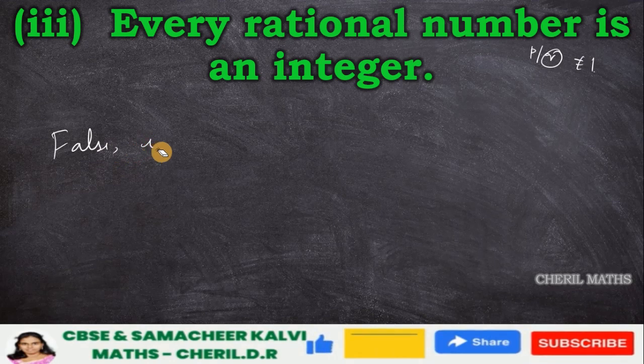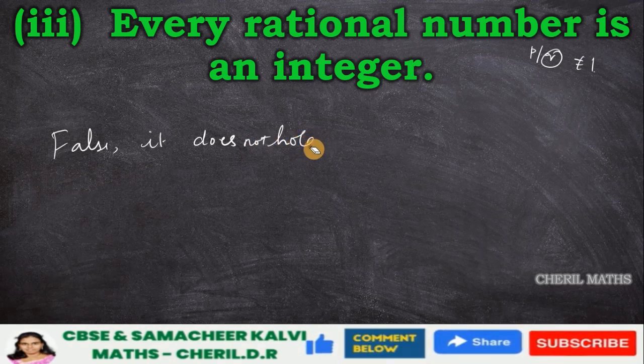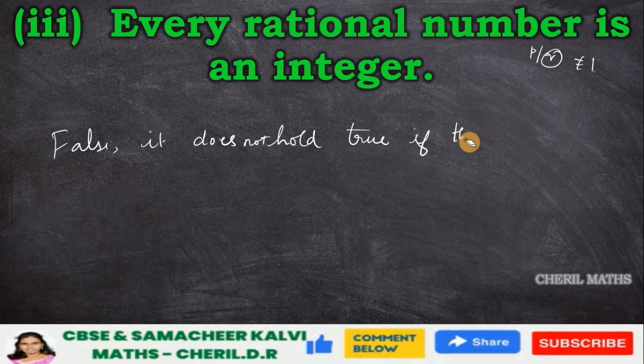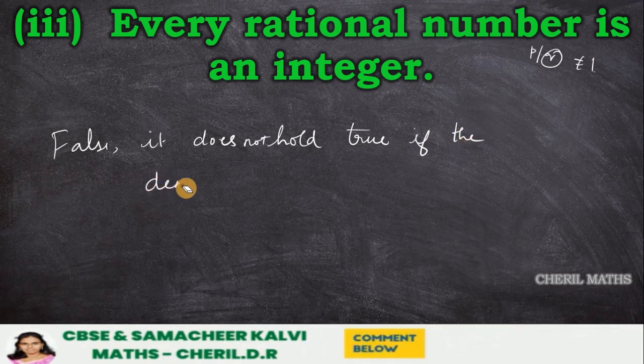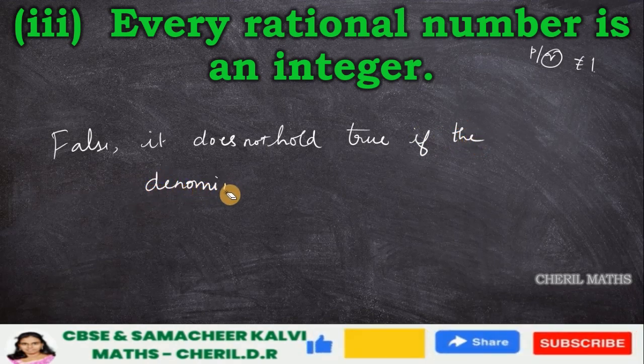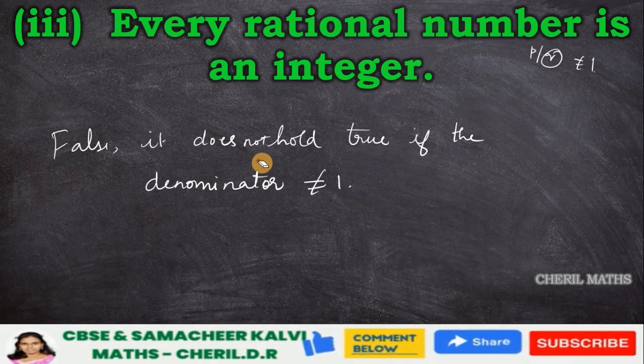Because it does not hold true if the denominator is not equal to 1. If the denominator is equal to 1, then you can call it an integer. But if it is not equal to 1, it cannot be an integer. So this last statement is false.